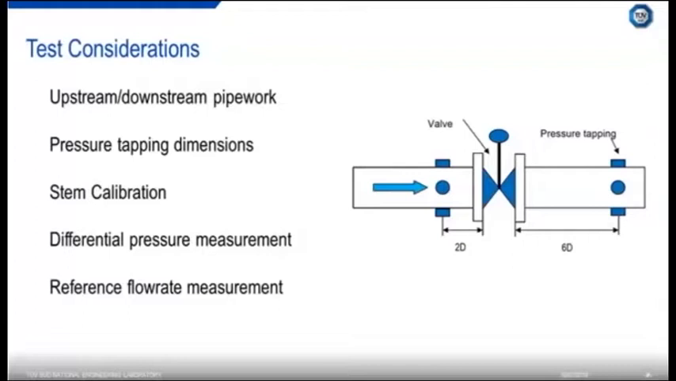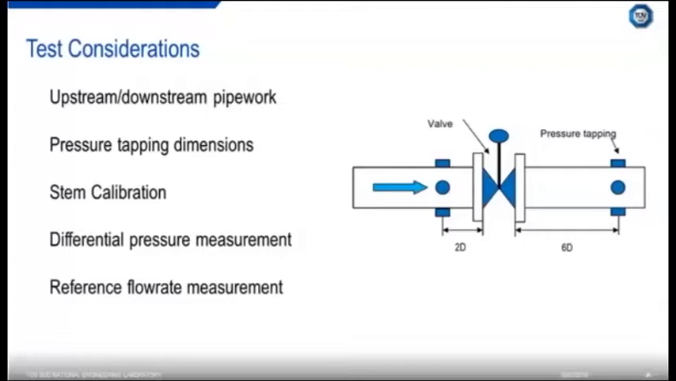So there's a phenomenon that's known as static hole error, and this is basically the error in the pressure measurement because you bored a hole through the pipe to take the measurement itself. So the way you minimise that is obviously having as small a through hole into the pipe as possible, and the standard actually has guidance on what size of hole you should use depending on the size of your pipework. And you also need to have instrumentation to measure the differential pressure and the reference flow rate.